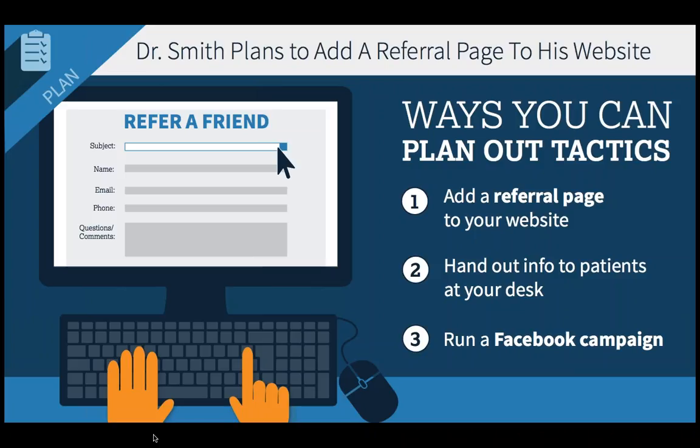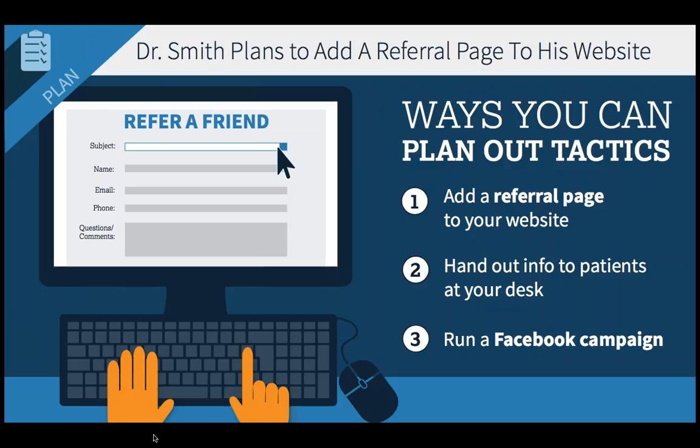So let's say we're already there. We've got the right direction. We know what we want to do. Dr. Smith is ready to start getting in the right patients for him, the patients that have received a referral from a friend or family. So here's what he's going to do to start planning out those tactics. Here's what he or his practice manager or whomever would handle that for him. This is where we start getting specific.